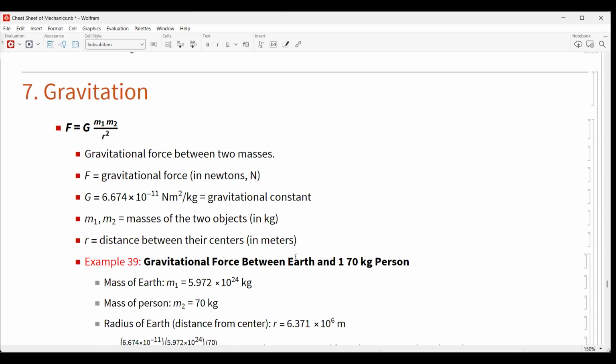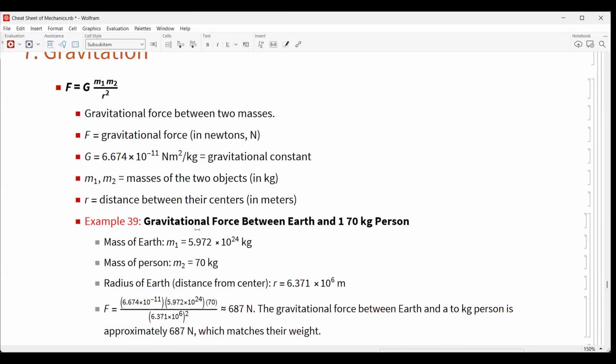Gravitation. So we have the gravitational force between two masses. F here is the gravitational force in newtons. We have the gravitational constant, 6.674 times 10 to the negative 11 Newton meter squared per kilogram squared. M1 and M2 are the masses of the objects in kilograms. r is the distance between their centers in meters.